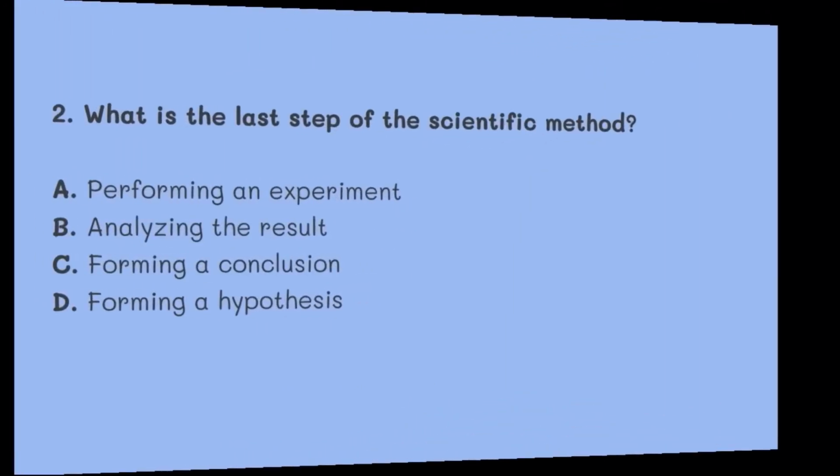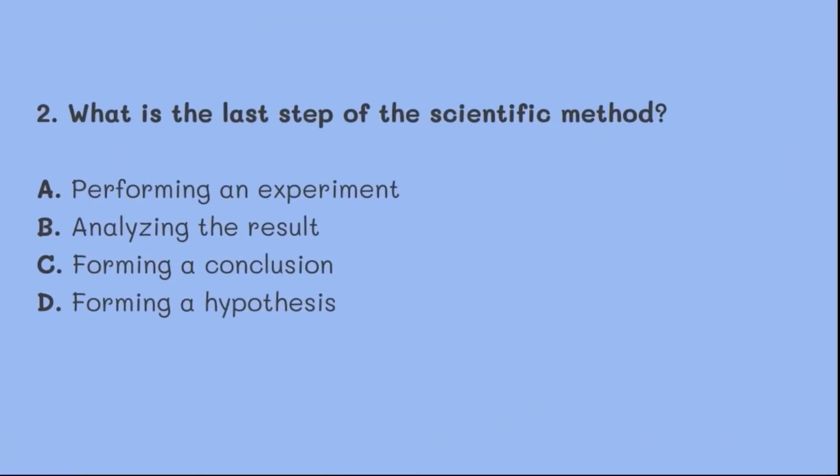Question number 2. What is the last step of the scientific method? A. Performing an experiment. B. Analyzing the result. C. Forming a conclusion. Or D. Forming a hypothesis.